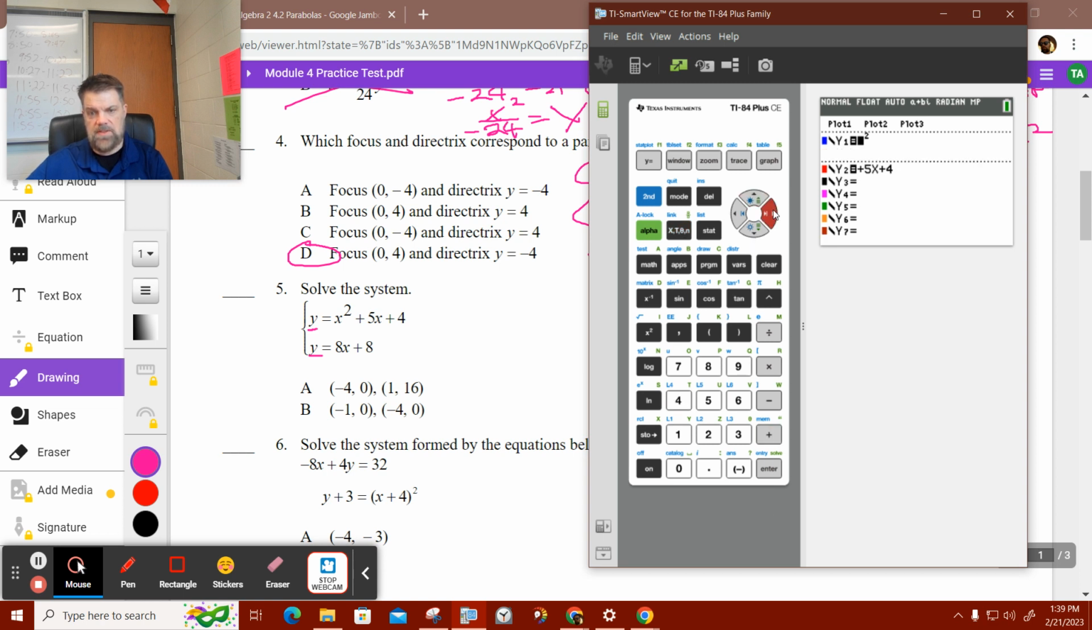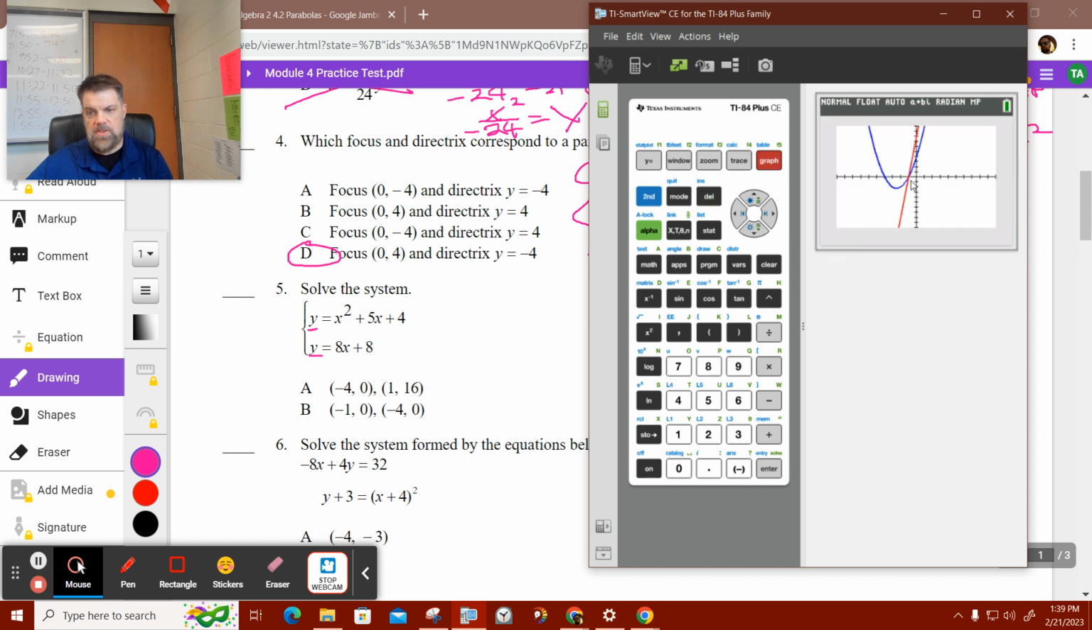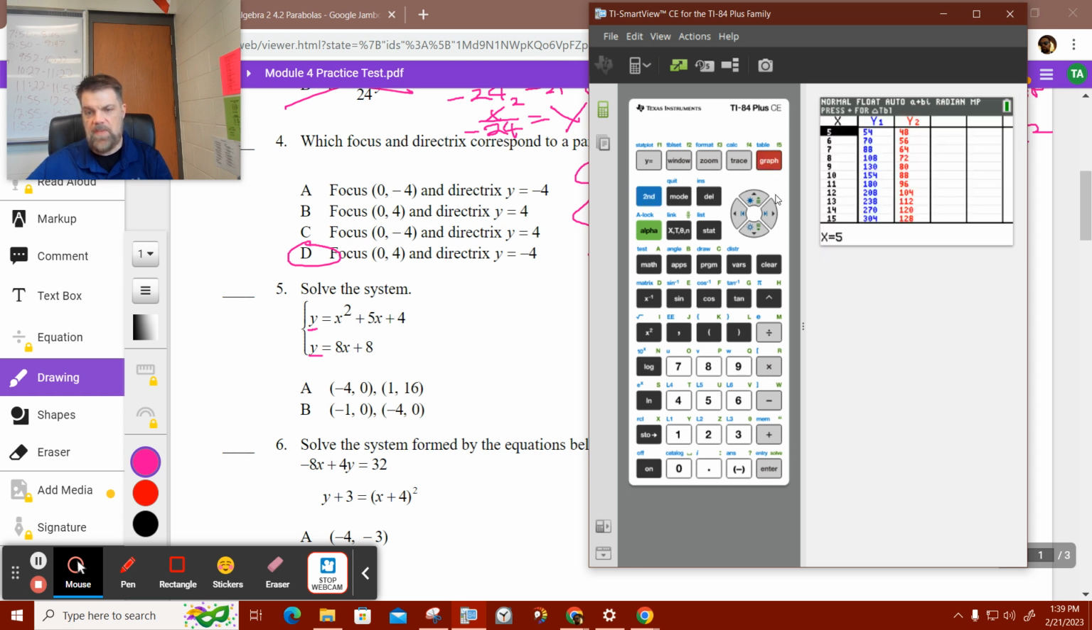Plus 5x plus 4. And then for the second equation, I'm going to put 8x plus 8. And I hit graph. And so I'm just looking for this little intersection. It looks like x equals -1. Now, just to save time, I'm going to go to where x equals -1. Yep, they both equal 0.